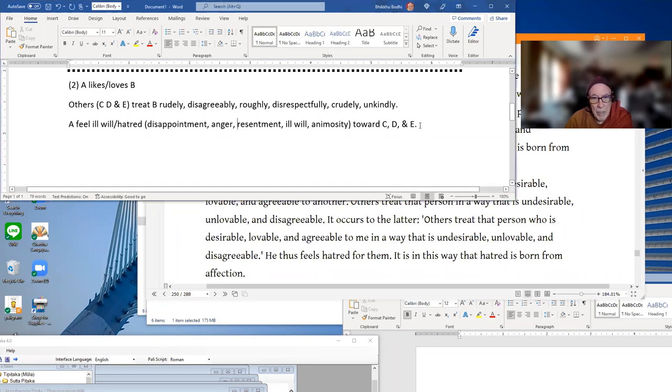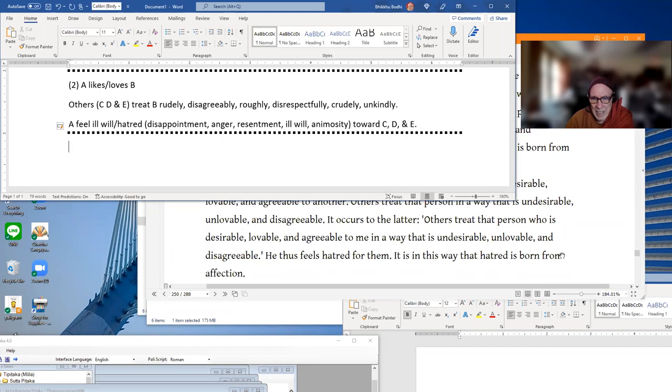Okay, so this is possibility number two. Yeah, I think I was saying that if this happens just on one particular occasion, then some disappointment or anger could arise in A towards C, D, and E. But if it happens repeatedly, if C, D, and E consistently treat B in ways that are rude and disagreeable, then that anger and disappointment can turn into ill will and animosity of A towards C, D, and E.